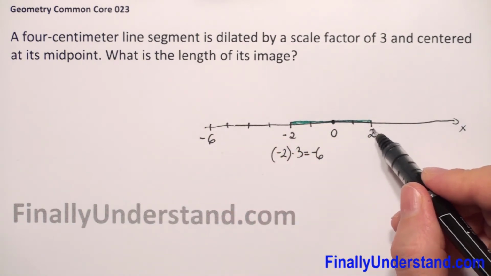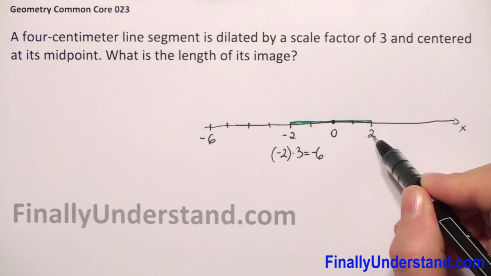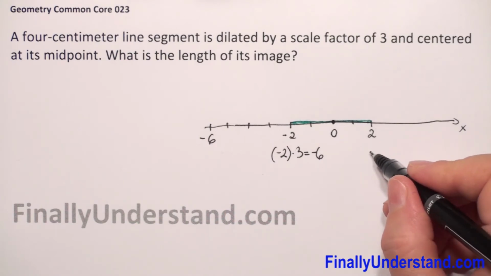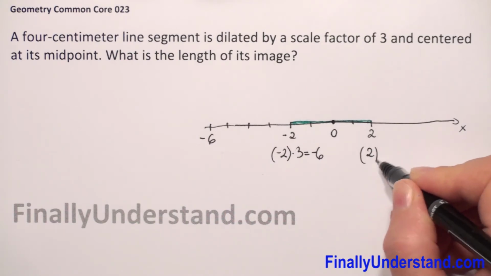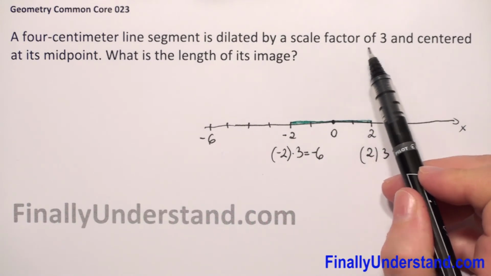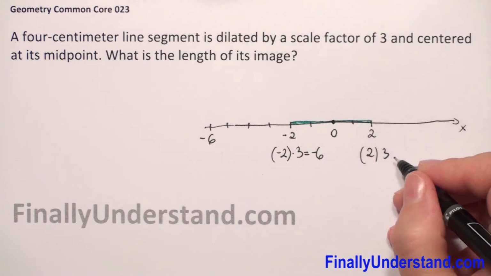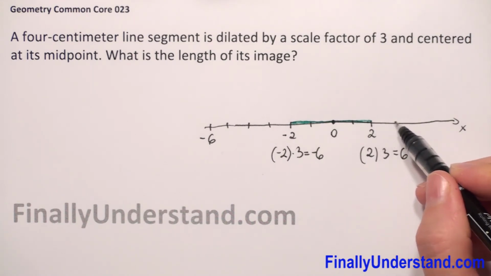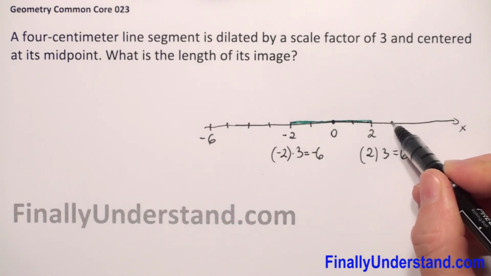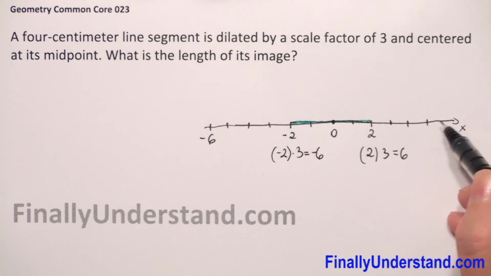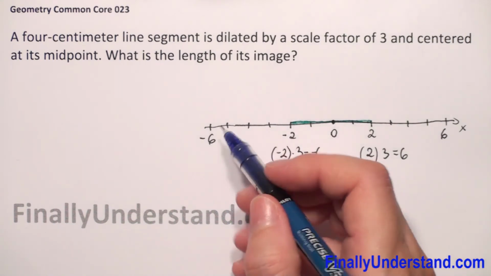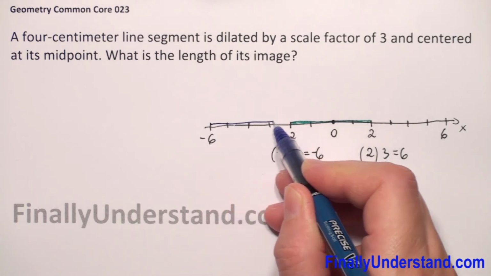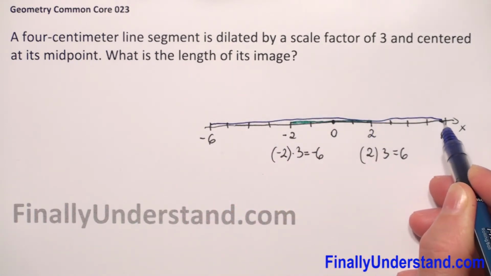And on the right side we have the endpoint at 2. We have to also multiply 2 by 3, because the scale factor is 3. So this is equal to 6. So we will move to the right side to 6. So 2, 3, 4, 5, 6. And now, after dilation, our segment is from -6 to 6.